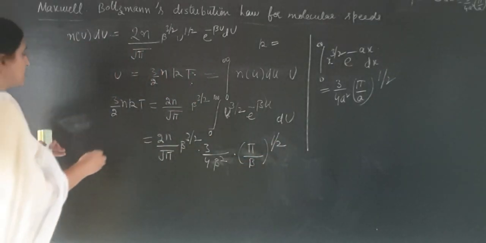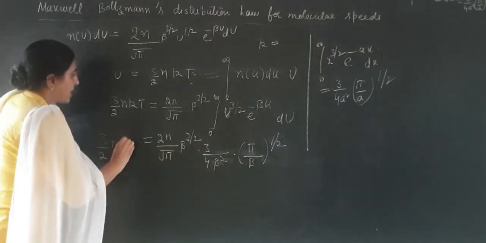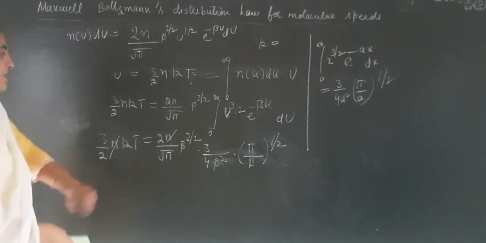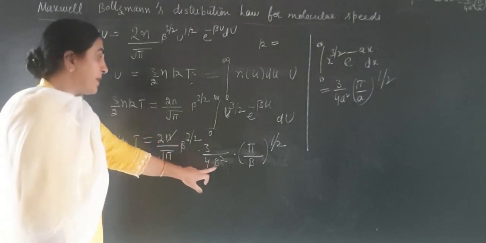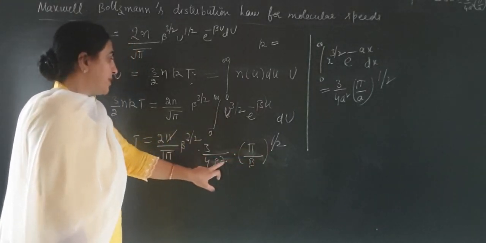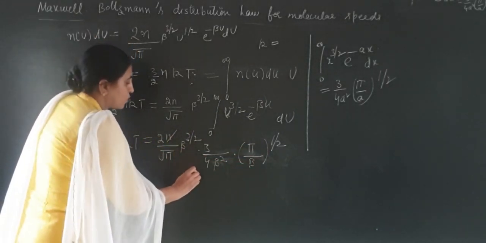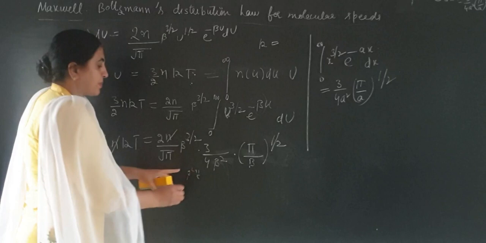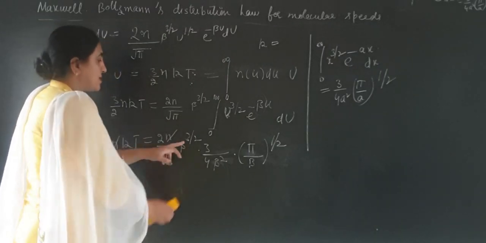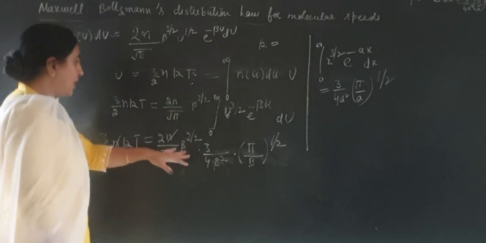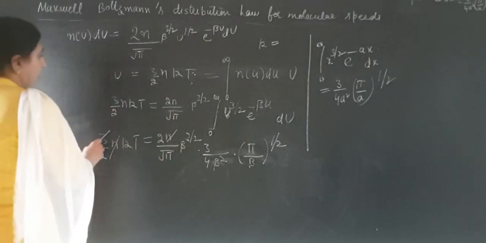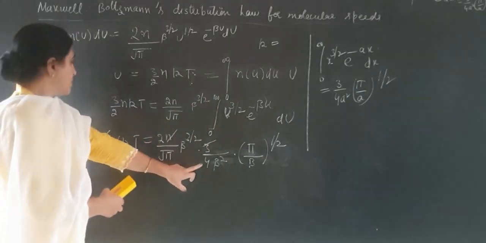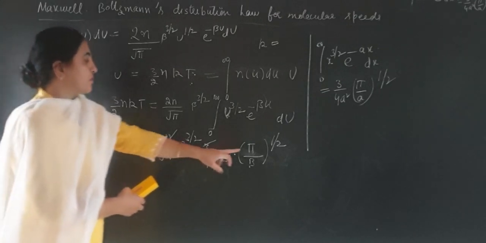So this is equal to 3 by 2 n kT. So n goes with n. This is beta 3 by 2, this is beta square, this is beta 1 by 2. Beta 2 plus 1 by 2 is beta 5 by 2, and this is beta 3 by 2. So all other terms will cancel. 3 goes with 3. This 2 becomes here 4, this 4 goes with this 4. This under root pi goes with this under root pi.